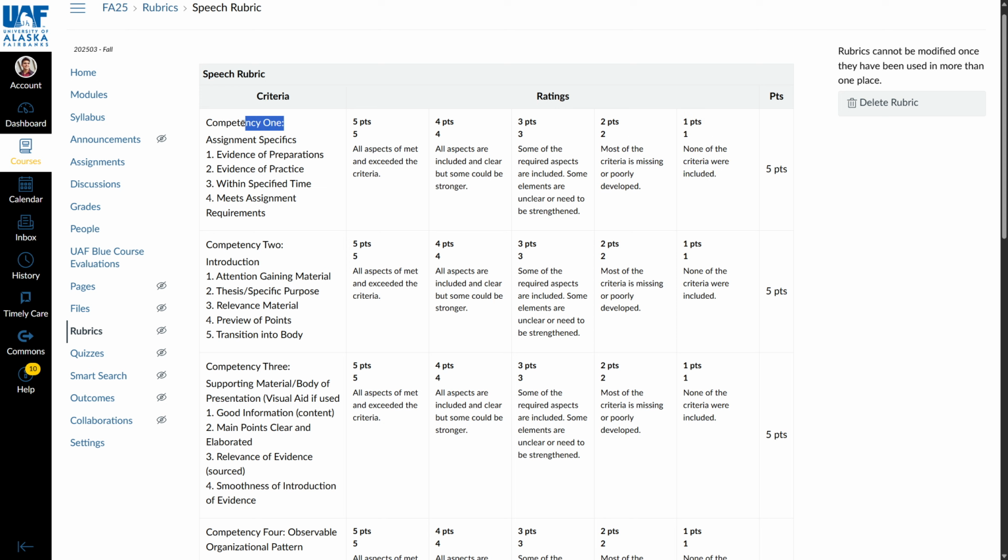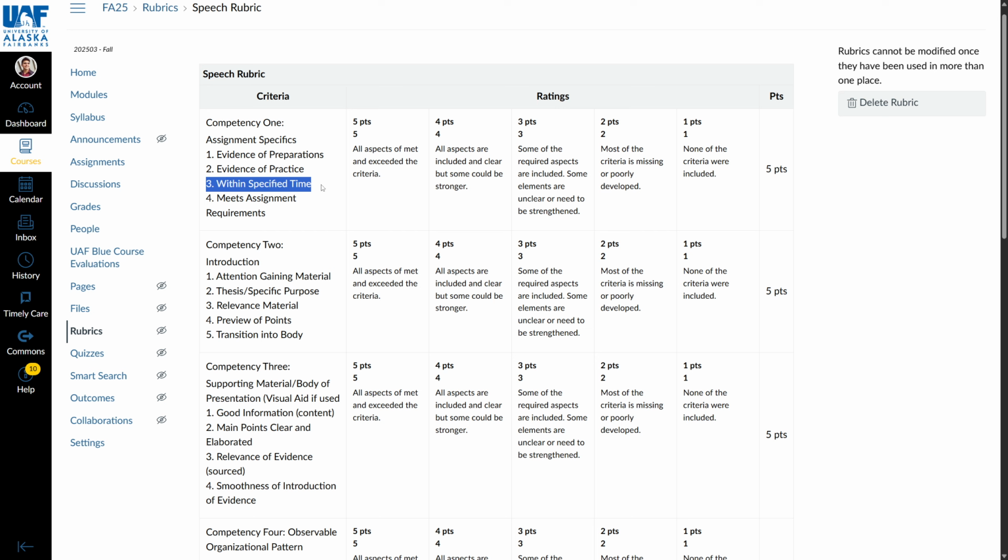So competency 1 is assignment specifics. Does it appear that you've prepared for the speech? That would go into your outlining, planning what you want to say. Does it look like you've practiced for the speech? This goes more into the delivery. Does it look like you've practiced delivering the speech to a camera or to other people before? This is the one that people lose the most points on most of the time.